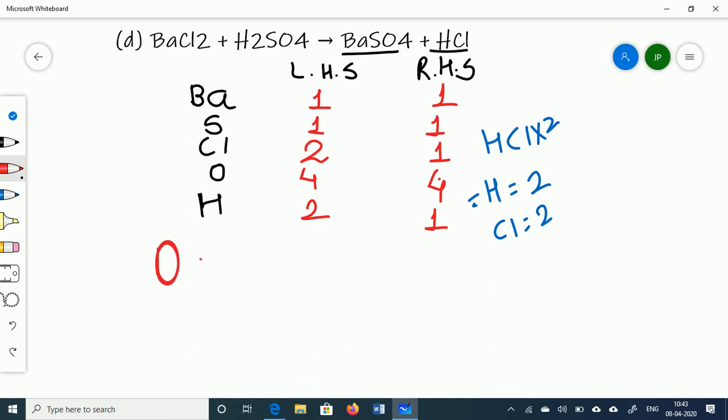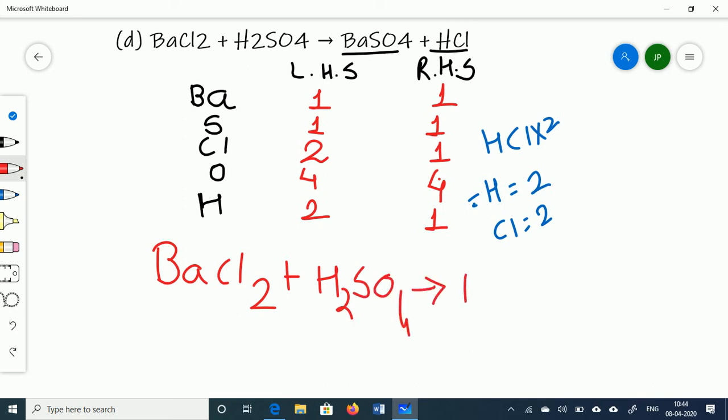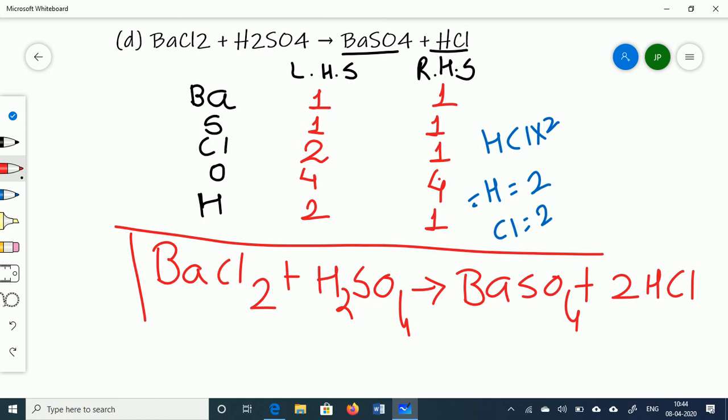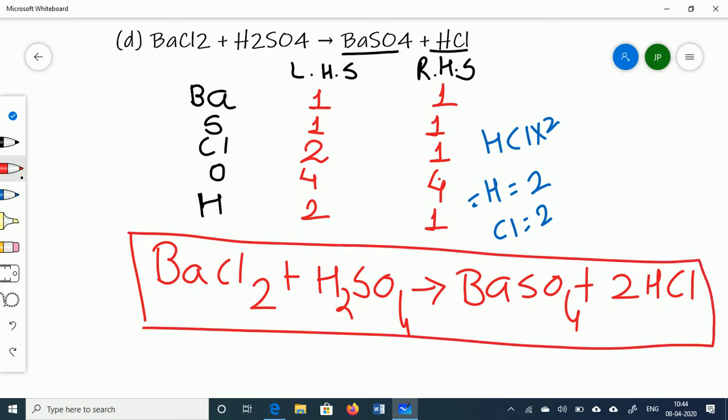BaCl2 plus H2SO4 gives BaSO4 plus 2HCl. Okay, so this one is the balanced chemical equation. So it is a very simple way, only one multiplication can balance the chemical equation.